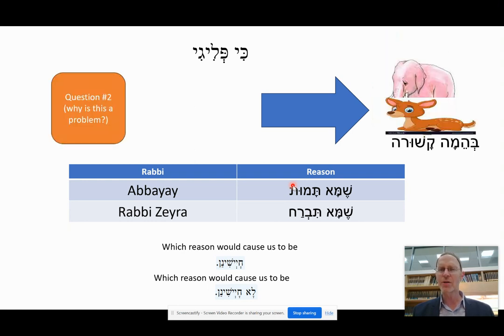And then we have another question. Oh, what about if it lies down? What if it gets tired? Then we have a problem. What's that problem? Question number 23, right? The problem is it is less than the required tefachim for a sukkah. And what is that number? That number is 10 minus 3 equals 7.